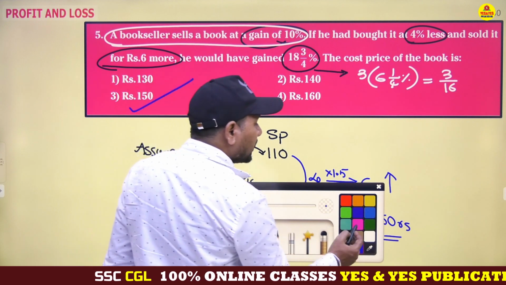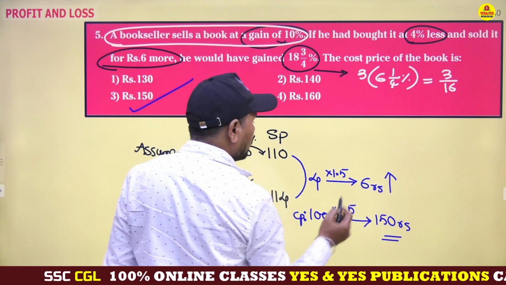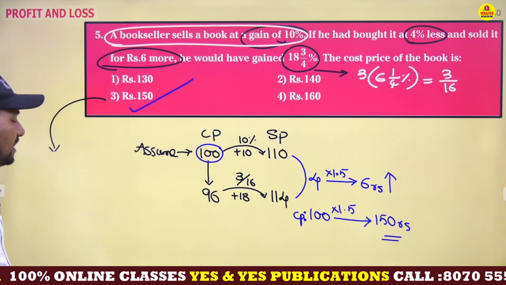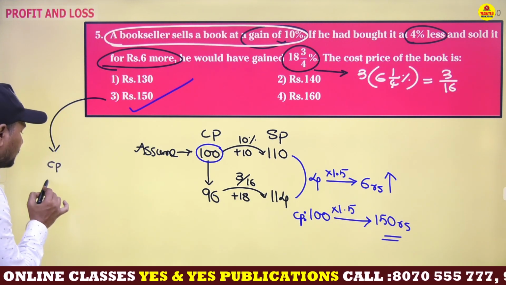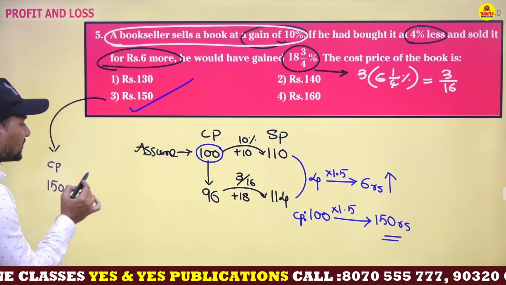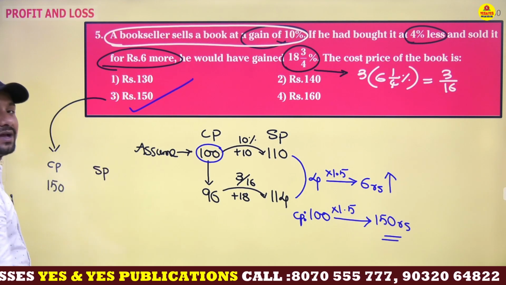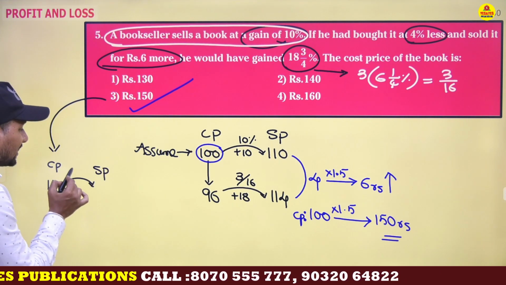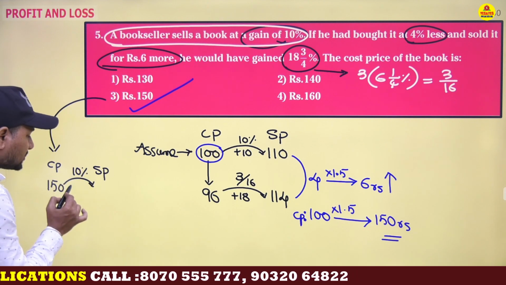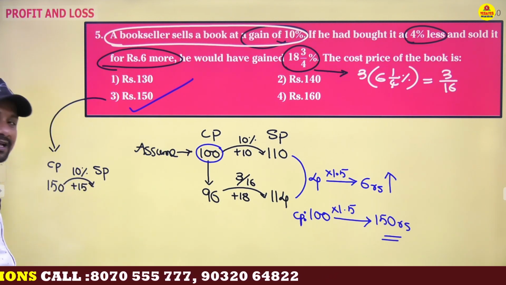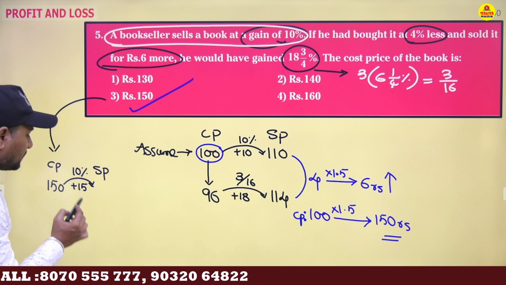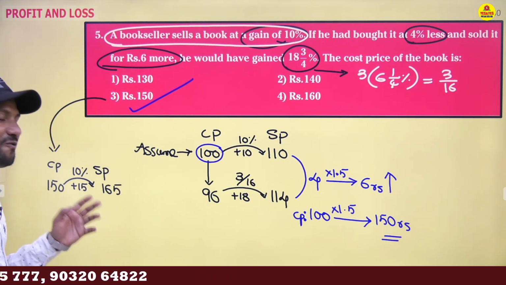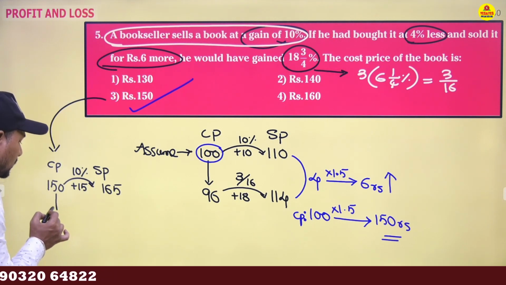Otherwise you can go through option verification. I'm directly checking with the third option. My cost price is 150, as per the option. For the selling price, in this 150 I'm going to take 10%. 10% means 15 rupees will be increased. 150 plus 15 becomes 165 rupees. My cost price is going to decrease.